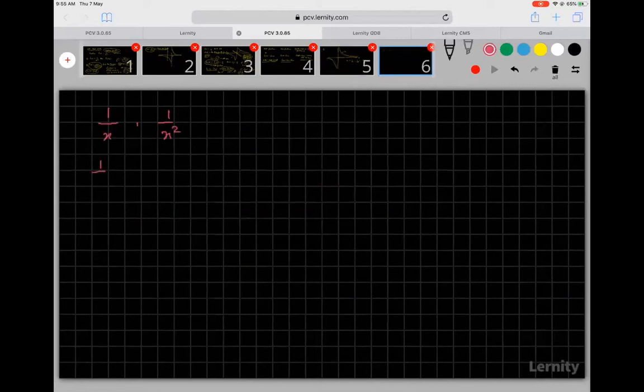See, if I have 1 by, let's say x is less than 1. So this is 1 by 0.1, 1 by 0.2, 1 by 0.5. 1 by 0.1 is 10, 1 by 0.2 is 5, 1 by 0.5 is 2. Here, if I have 1 by 0.1 squared, it will become 100. 1 by 0.2 square will become 25. 1 by 0.5 square will become 4.